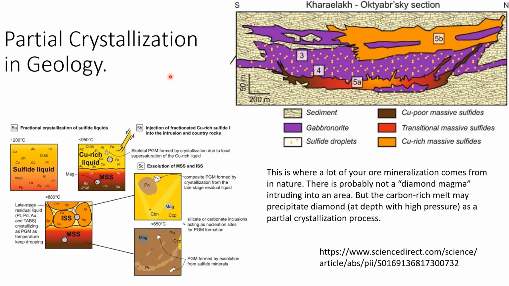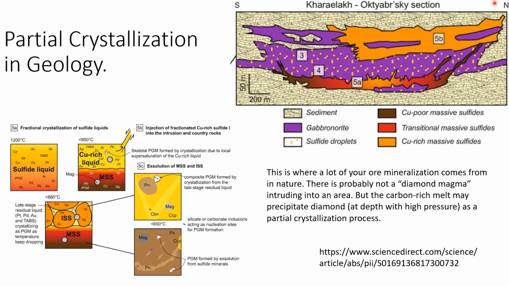And you can even go the other direction with a partial crystallization. So here's an example of, let's say this is a magma, right? And so you've got this magma that starts to differentiate, right? And so differentiate means that you get some, like copper poor sulfides down here, right? But then you get this orange here, this copper rich sulfide.